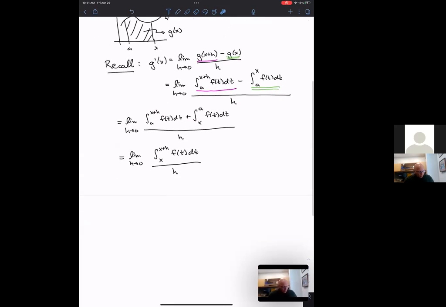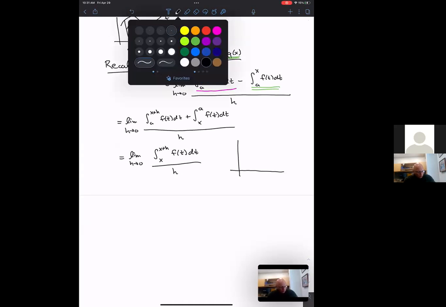Okay, so now at this point there's not much more simplification we can do. So what I'd like to do is really, let's draw a picture to kind of understand what we're looking at. In particular, what does this numerator represent?